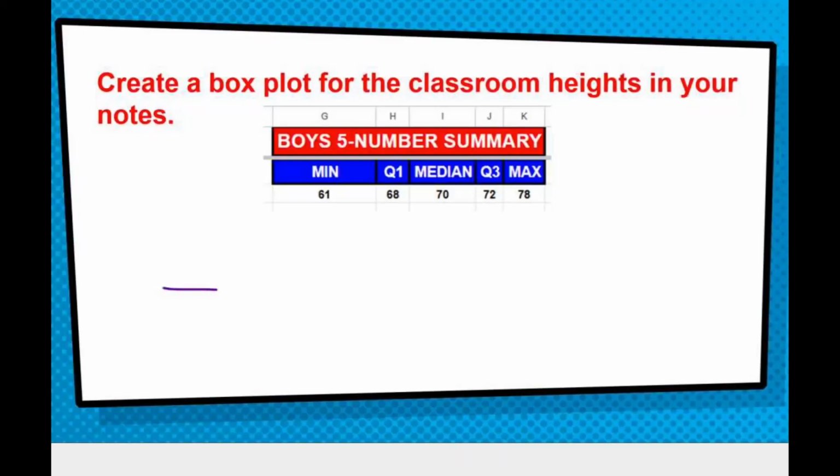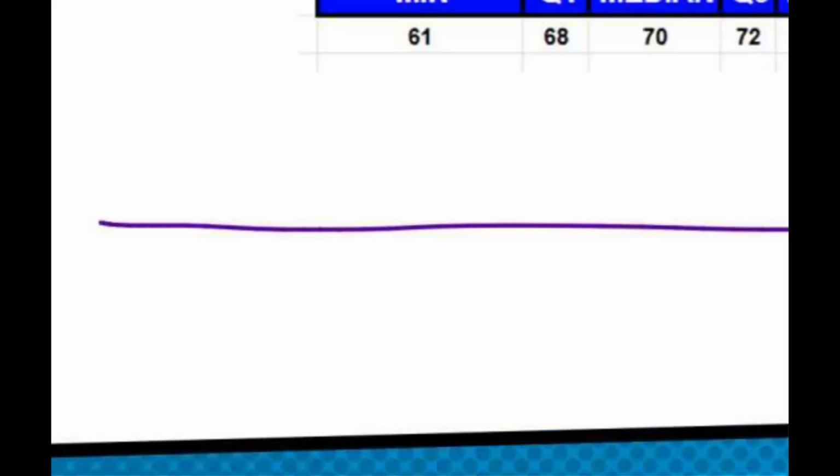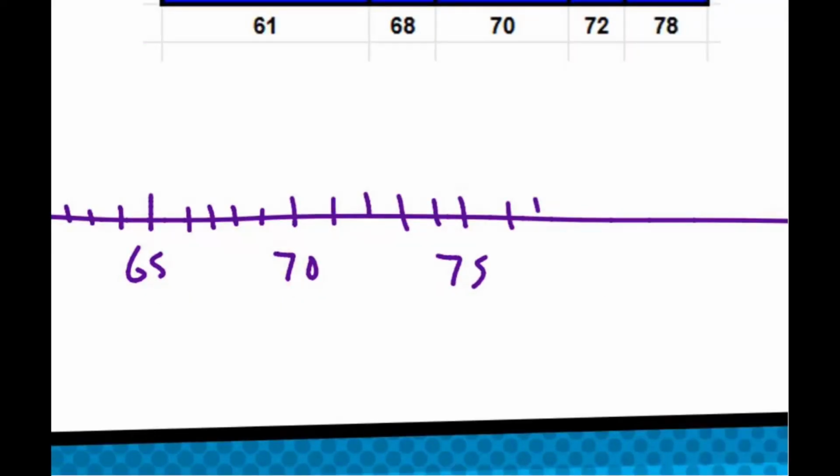If we were to do a box plot, which you should, this is what I would have you do in class. I would have you make a number line. This is just the boys' 5-number summary, and you can scale this however you want. I'm going to start right here at 60 and go up by 5: 60, 61, 62, 63, up through 80.